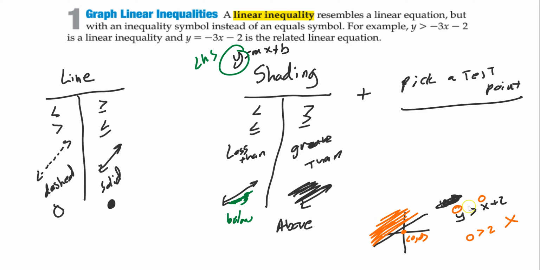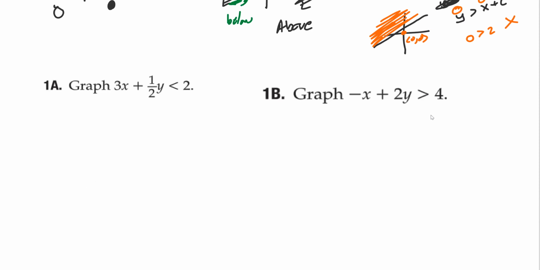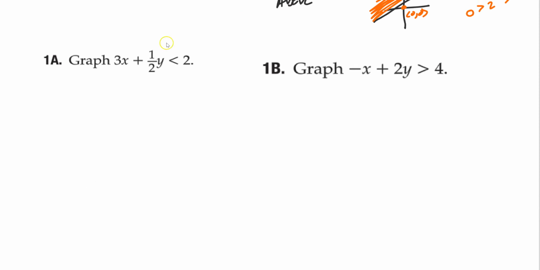Pick a test point, plug it in. If it works, shade. If it doesn't work, shade the opposite side. So again, that way it always works. If it's in proper notation, you can use a shortcut: less than is below, greater than is above. But no matter what, picking a point always works. Other than that, that's something new. Everything else is just, let's do some examples.